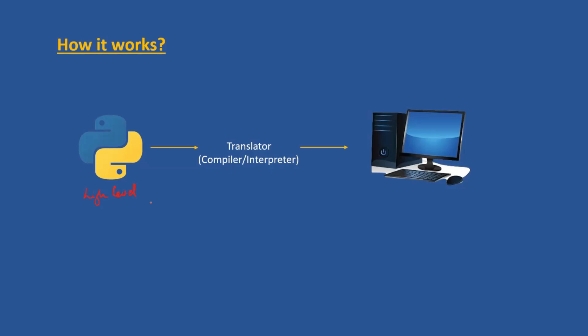Same here, when it comes to high level to machine level language, a translator will come, either a compiler or an interpreter. When it comes to Python, we are talking about the interpreter. Okay, so this is how it works. Now let's see what Python is.